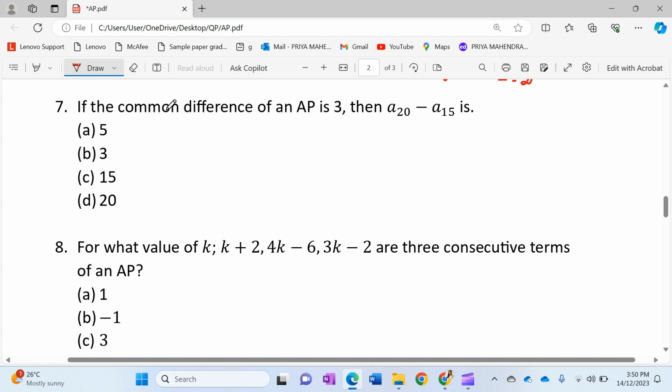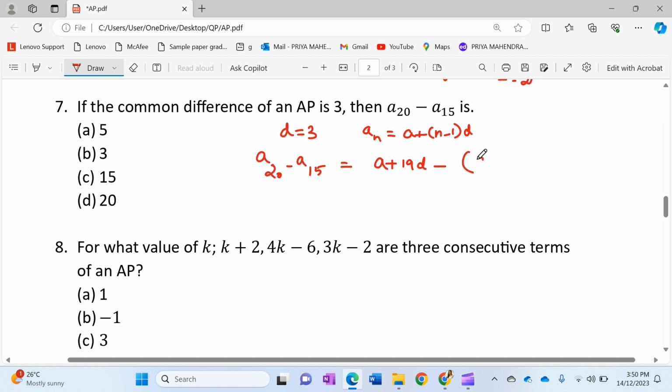Question number 7. If the common difference of an AP is 3, then they are asking me to find the difference between the 20th term and the 15th term. So d is equal to 3. So a20 minus a15. So what is the formula for finding the nth term? It is a plus n minus 1 times d, isn't it? So a20 will be a plus 20 minus 1, which is 19d, minus. When you're subtracting, if there are more than two terms, enclose it in brackets.